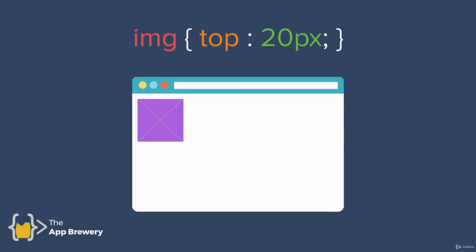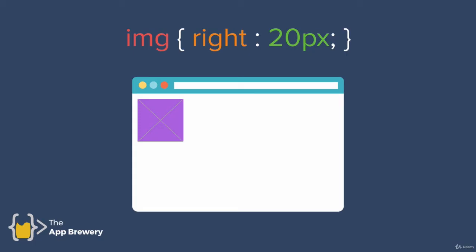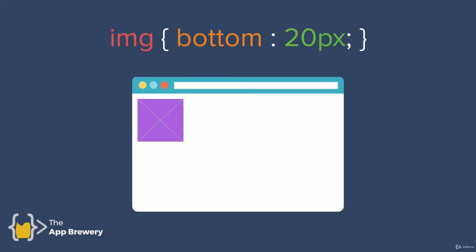So let's say that we've got an image that is positioned using relative layout. Then we set the top coordinate property to 20 pixels. That means it will get moved down by 20 pixels. And if we change the left property 20 pixels, then it'll get pushed right 20 pixels. If we change the right property 20 pixels, it'll get pushed left 20 pixels, and the bottom property as well.